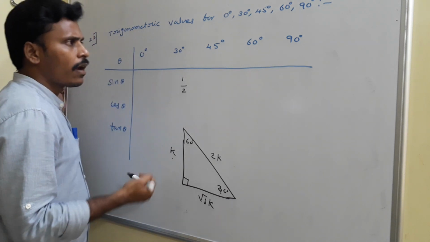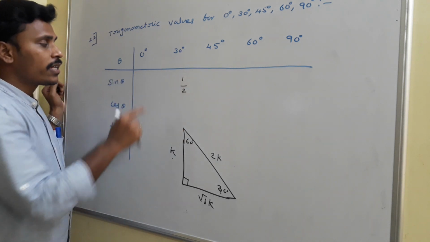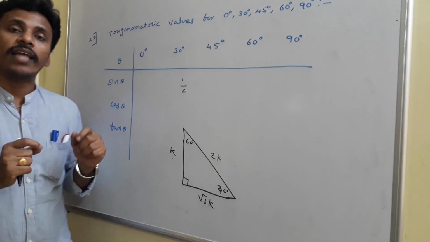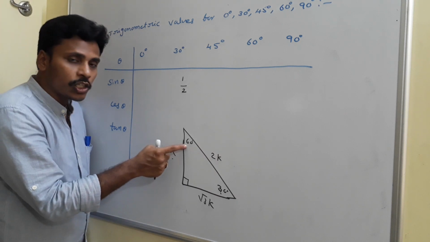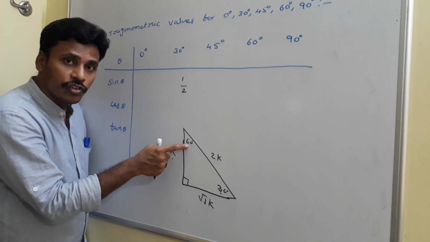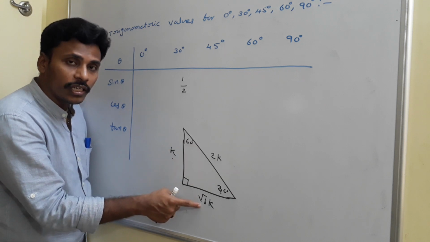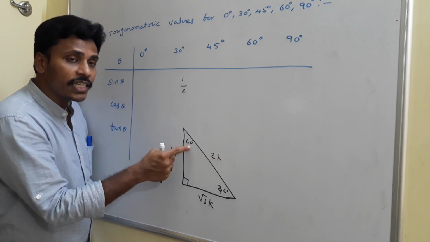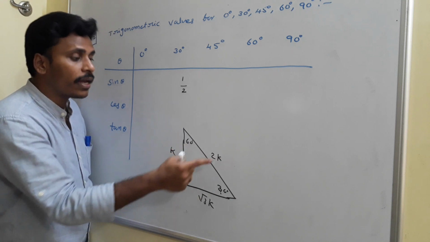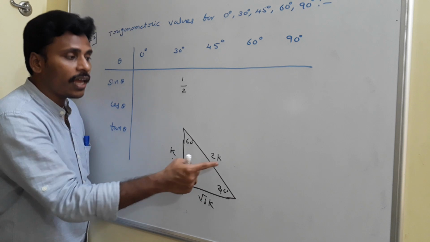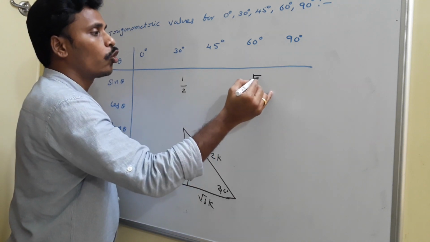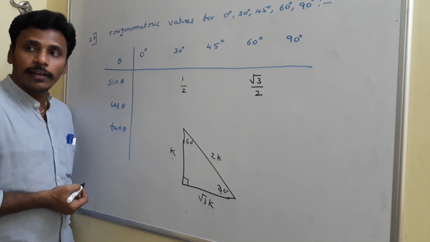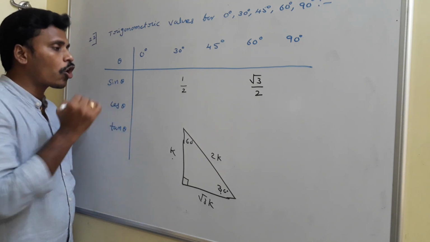And what do you say about 60 degrees? Sine 60 degrees. To find the trigonometric values for the angle 60 degrees, you look at 60 degrees, and for this angle the opposite side length is root 3k, and for this triangle the hypotenuse is 2k. Sine 60 degrees is opposite side by hypotenuse, and root 3k by 2k is just root 3 by 2. That is sine 60 degrees. Is it clear? Now similarly you think about cos also.